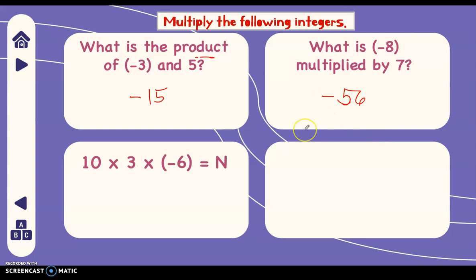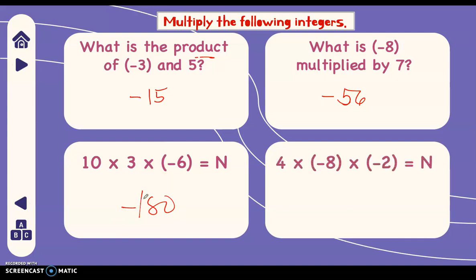We have here 10 times 3 times negative 6 equals n. So you just have to multiply one by one. 10 times 3 is 30, and 30 times 6 is 180. Now let's check the sign. What is our sign here? You can see here, this is positive, positive. There are two positive numbers and then one negative number. So it's still odd, one negative integer, so it's still negative. So the answer is negative 180.